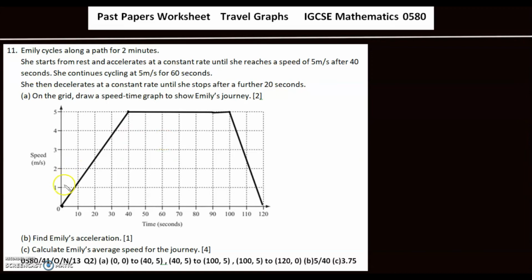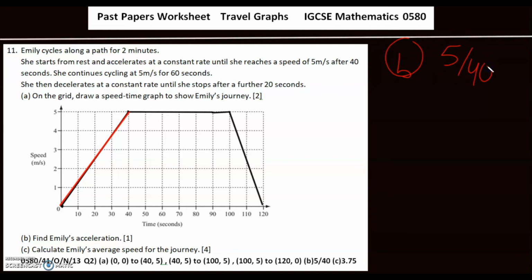Part B, find Emily's acceleration. So the acceleration will simply be the rise over run of this. So that's going to be 5 upon 40, which you can just leave as the answer like this for part B. Sorry, this was part B, not A. Part B is 5 upon 40.